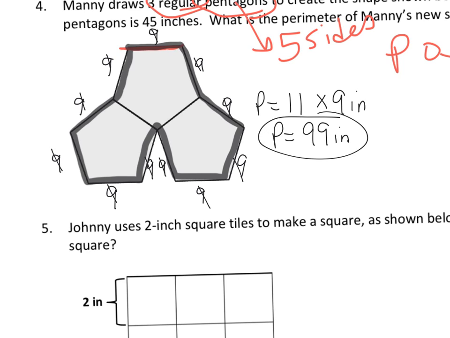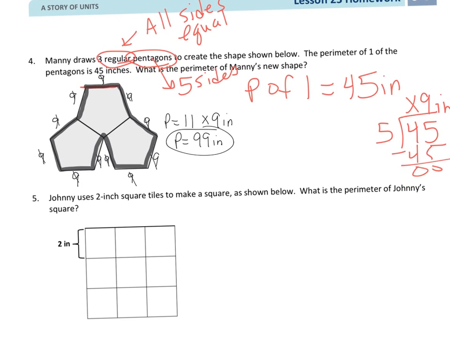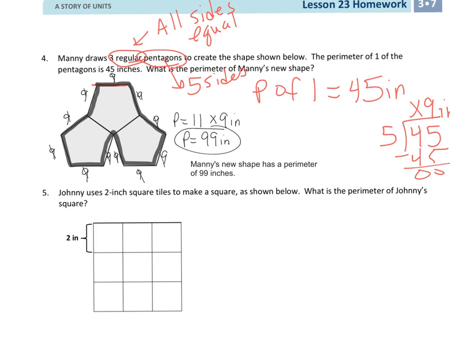So what I could have done is repeated addition and written down 9 eleven times. But I think multiplication is much easier for this one. So I'll put my answer statement in right where it needs to go. And there it is right there. It says Manny's new shape has a perimeter of 99 inches.